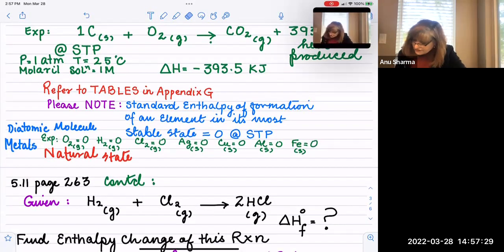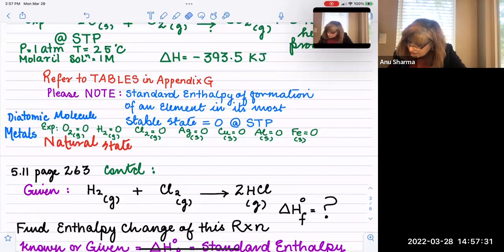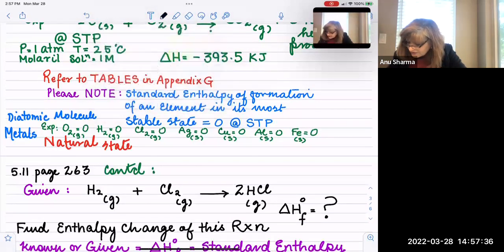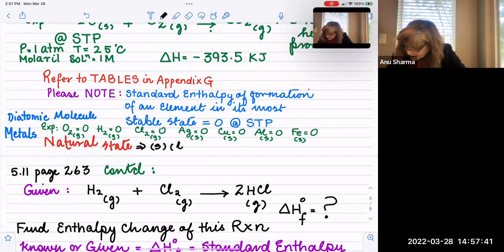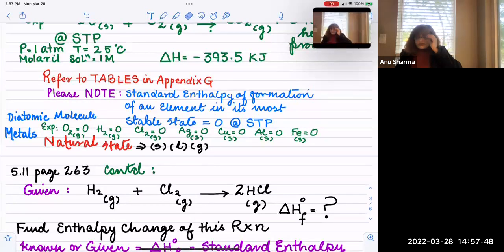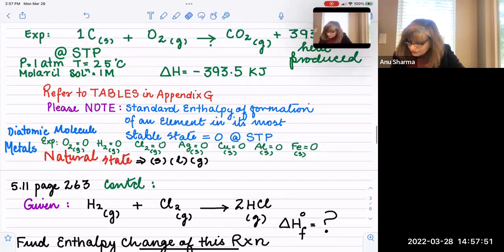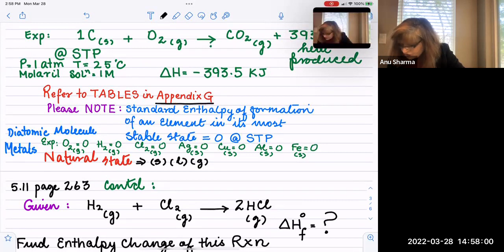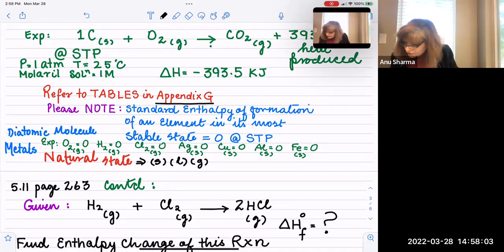The natural state of these molecules is solid, gas, or liquid, like mercury, and then aqueous, obviously, when you dissolve certain things. But for those states, the delta H value is 0. And again, you have to refer to the tables. There are tables in the book, in Appendix G, or we will provide you these values. So don't worry about it.